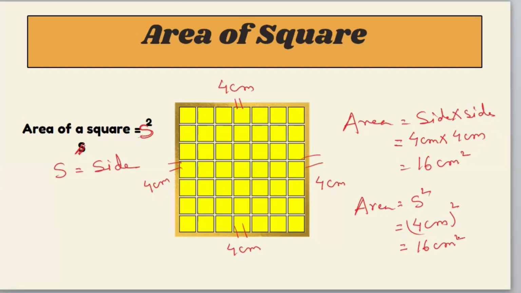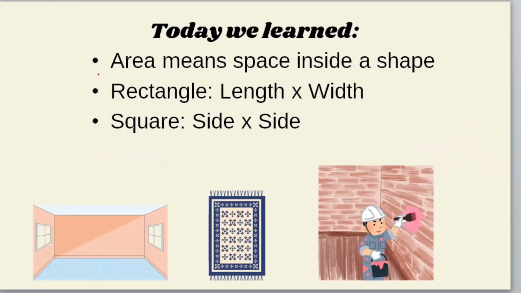I hope that you understand how we can find the area of a square and the area of the rectangle. In the area of a rectangle, what's the formula? Length times width. And in the area of a square, what's the formula? Side times side. Today, we learned what is area. Area means space inside a shape. That will be the 2D shapes, flat shapes. What is the area? It means space inside a flat shape. And what's the formula for finding the area of a rectangle? That is length times width. And what is the formula for finding the area of a square? It is side times side.